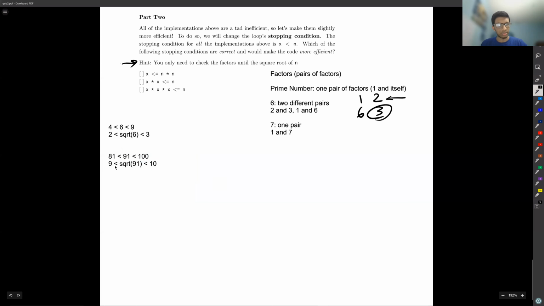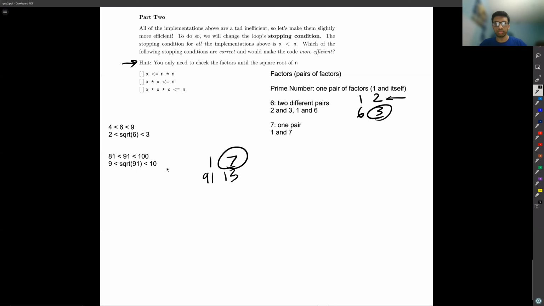So we now have it going up to 9. And again, we can check using the same sort of pairs. We know that one pair is going to be 1 and 91, but the other pair is going to be 7 and 13. And since we already hit the 7, it means that we don't need to keep checking.